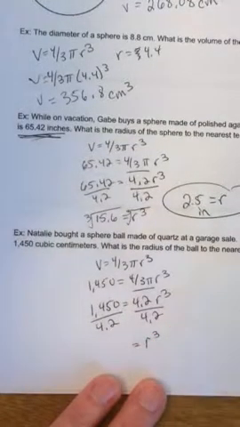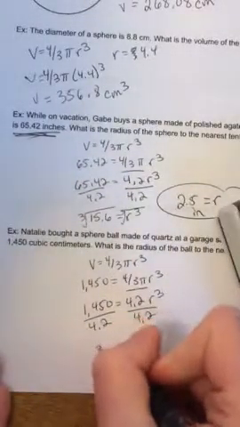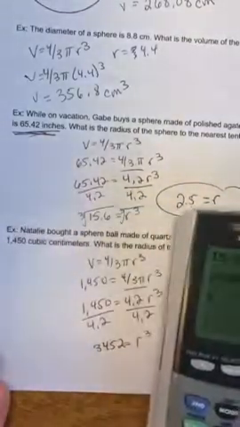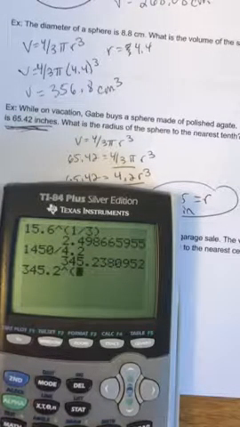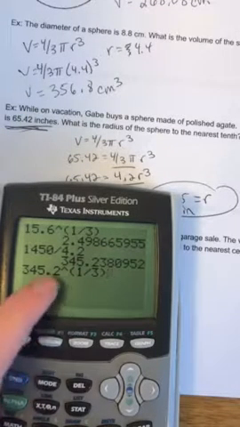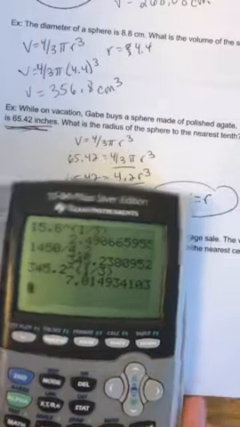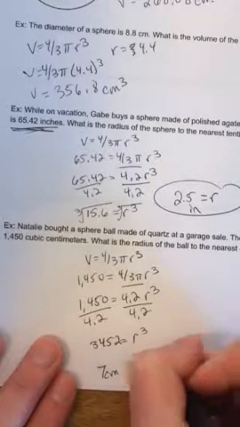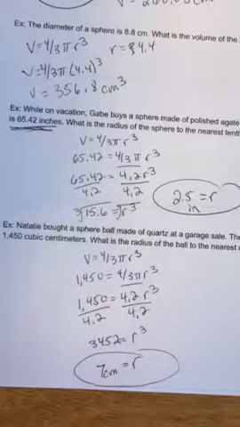So I'm going to get r cubed equals 1450 divided by 4.2, which is 345.2. Now again, I want to take the cube root. So 345.2, caret key, parenthesis. You have to have that parenthesis, it's important. 1 divided by 3, end parenthesis. If you don't put the parenthesis, it's going to think that you're just raising it to the first power and then dividing it by 3, and that's a problem. So 7 approximately. So r equals 7 centimeters. The radius is approximately 7 centimeters. Not too bad.